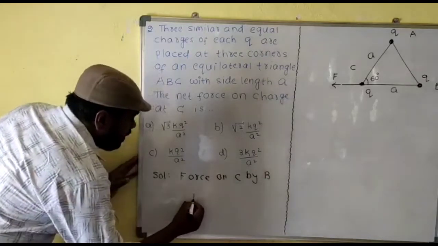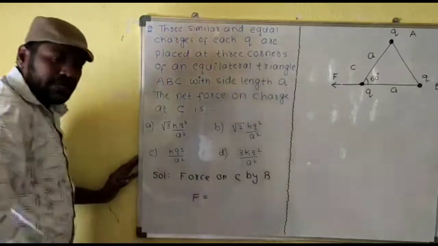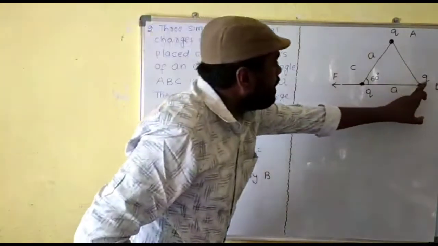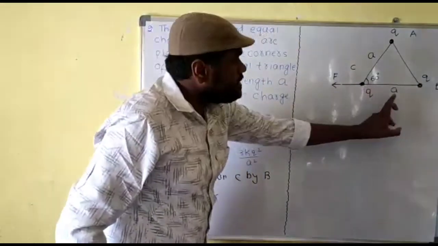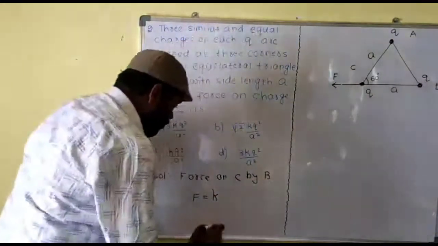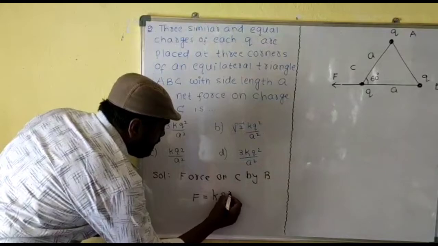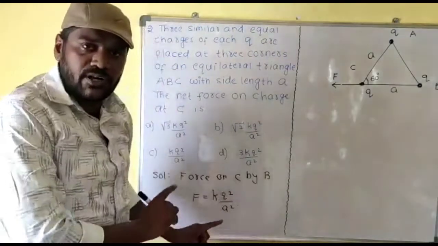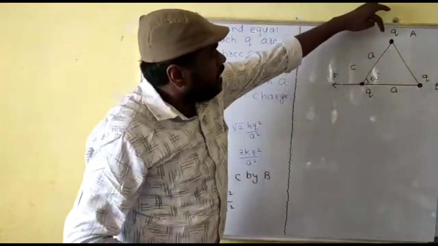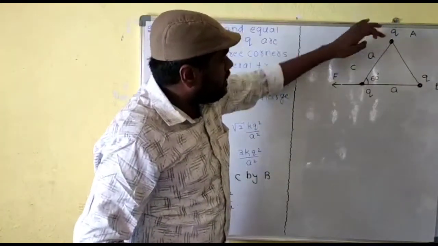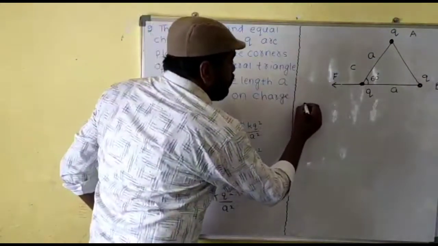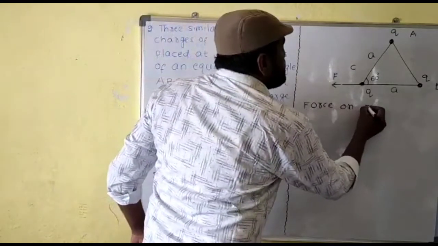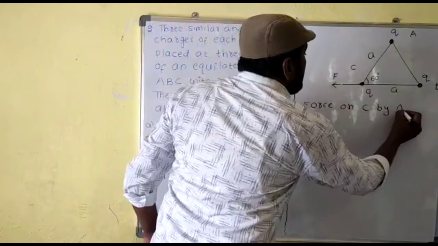What am I taking? F is equal to K into Q1 Q2. Q1 is Q, Q2 is also Q. The distance between them, R, is what? A. Therefore Q1 Q2 means Q square by A square you will get. I hope all of you understand. Similarly, the force on C by A. So what is that? That is also the force on C by A is what?